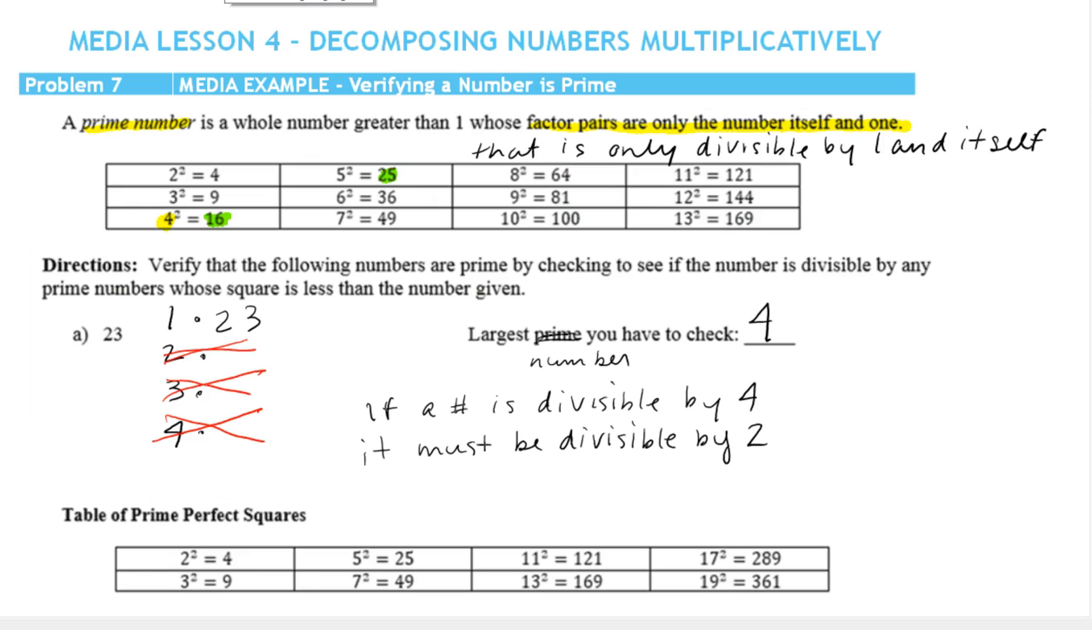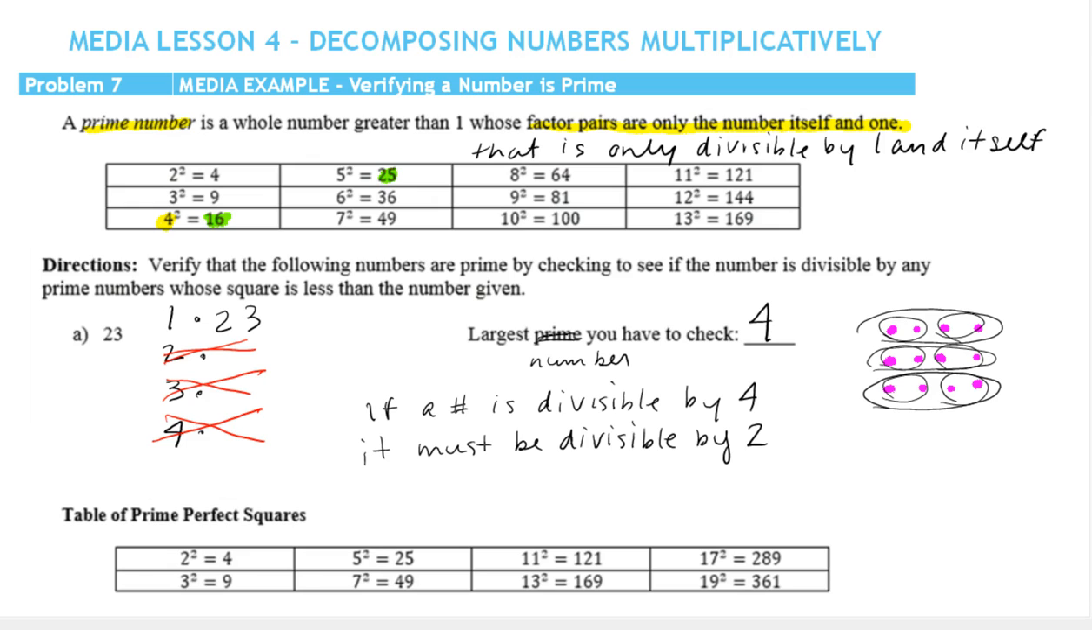Let's just look at a really small example. Let's make the number 12. So there are 12 dots. It's divisible by 4. So I made 3 groups of 4. And notice, since 4 is divisible by 2, each of those groups of 4 can be broken into groups of 2. So 12 would also be divisible by 2.